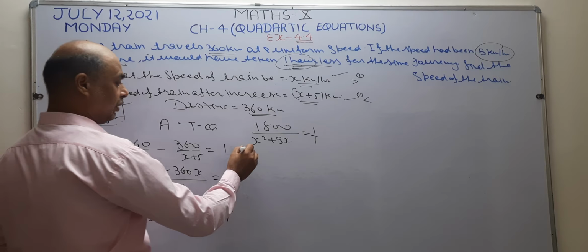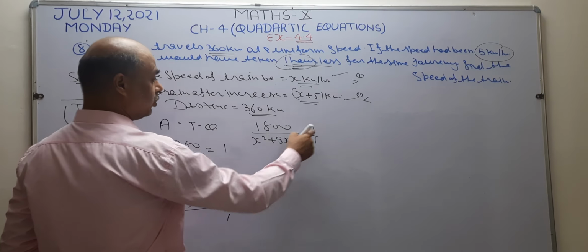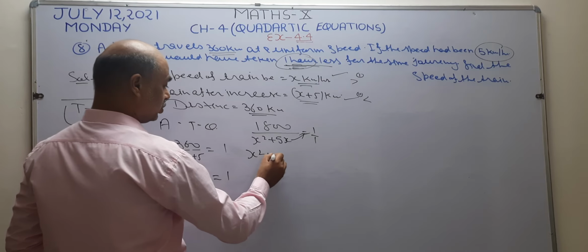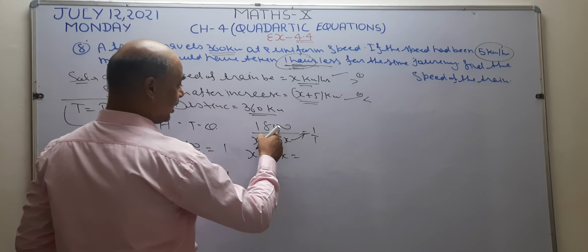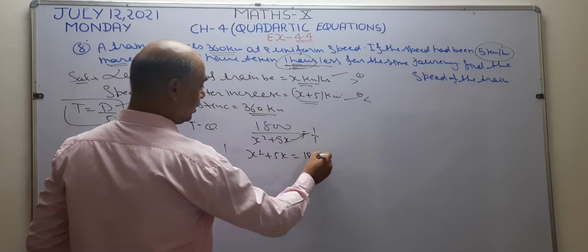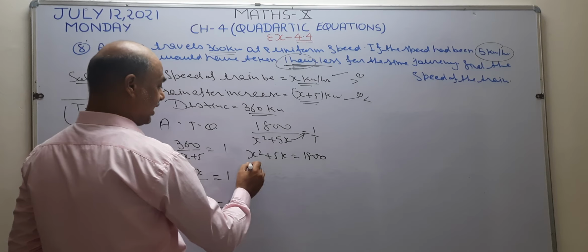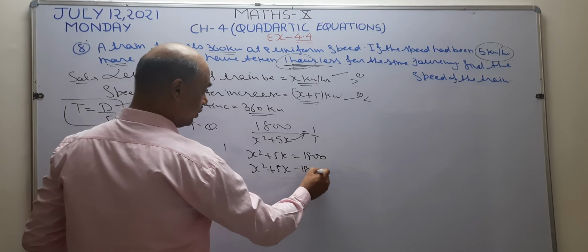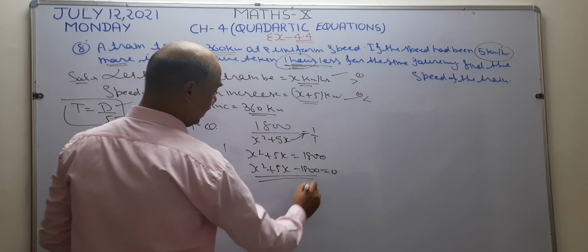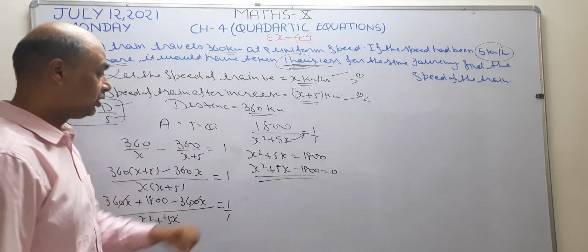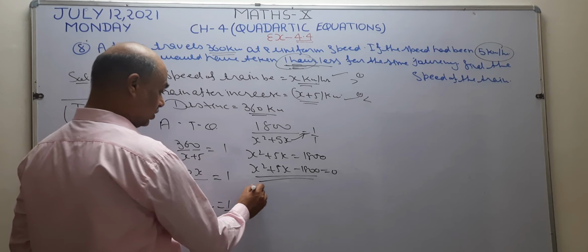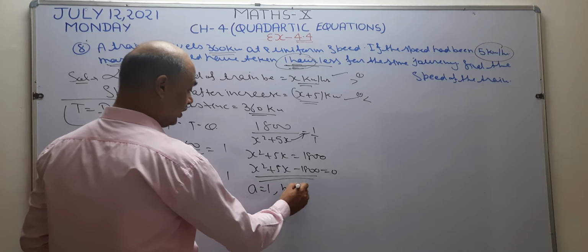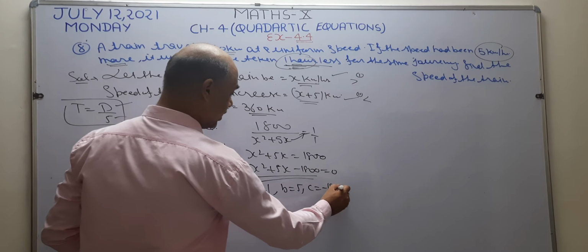I want to cross multiply. When I cross multiply, this term is going to multiply 1, so this is going to remain the same because 1 is there. Again, this is going to be the same because 1 is there. So 1800 becomes negative when I take this term from right to left. So this is the quadratic equation. Now I want to solve this quadratic equation by using the quadratic formula. See, a is 1, b is 5, c is minus 1800.